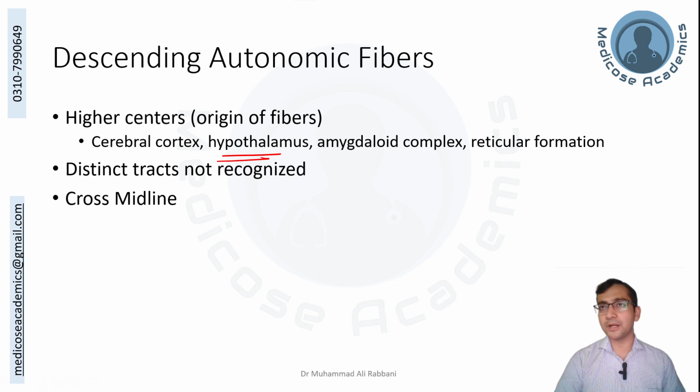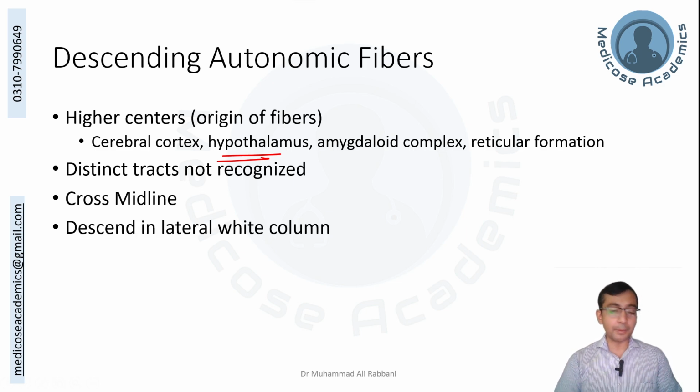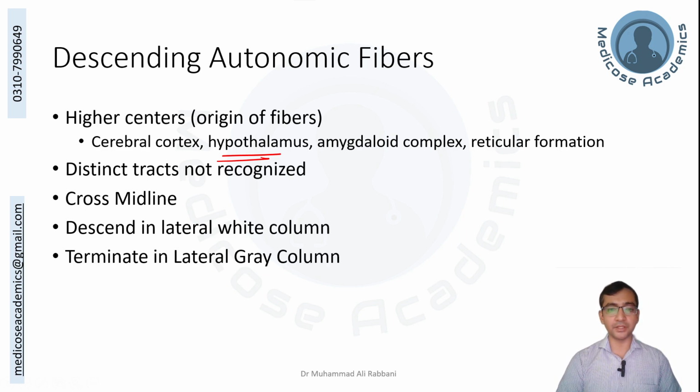They usually cross the midline. Most of them are in the lateral white column, but variation may be there, and they ultimately terminate in the lateral gray column. Do you remember what was in the lateral gray horns? In the lateral gray columns, there were preganglionic sympathetic neurons from T1 to L2 and preganglionic parasympathetic neurons from S2 to S3. So ultimately, these tracts are going to influence that point.